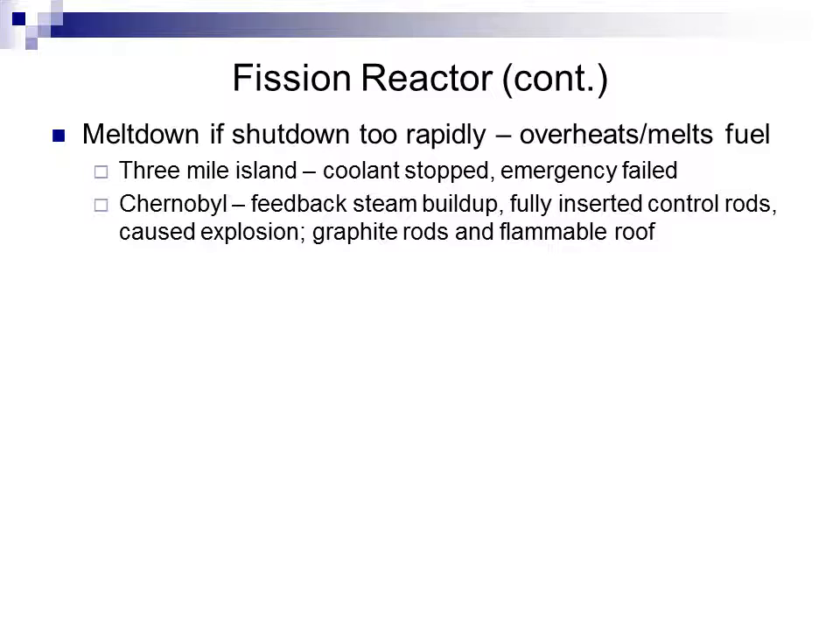Chernobyl was a bit more disastrous than 3 Mile Island because the design of the reactor was worse. It created a feedback loop which built up steam in the reactor, causing it to get hotter and hotter, and for some reason the control process fully inserted the control rods, which were made of graphite. The insertion of the control rods in the feedback loop caused an explosion which caught the graphite rods on fire and caused the roof of the reactor to catch on fire as well, which spewed a whole bunch of smoke into the surrounding area, and that smoke contained radioactive particles, which is what contaminated the whole area around Chernobyl.